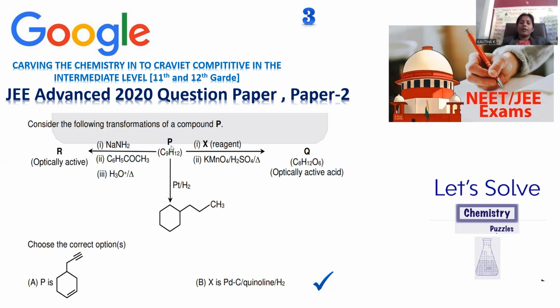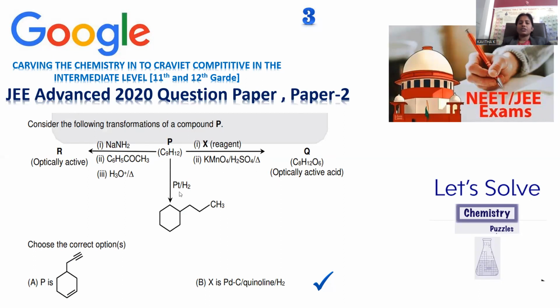Let's see. P upon treating with NaNH2, and C6H5COCH3, this is called what? Acetophenone, and then hydrolysis under acidic conditions. A compound is formed which is optically active. And the same C9H12 can be treated with platinum and hydrogen.